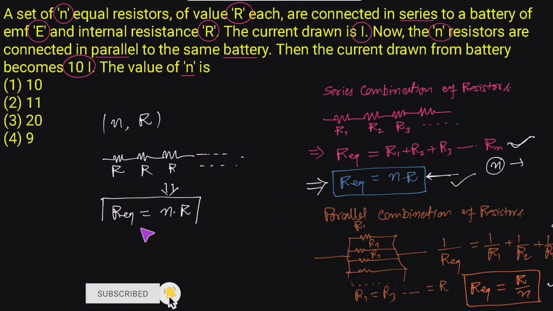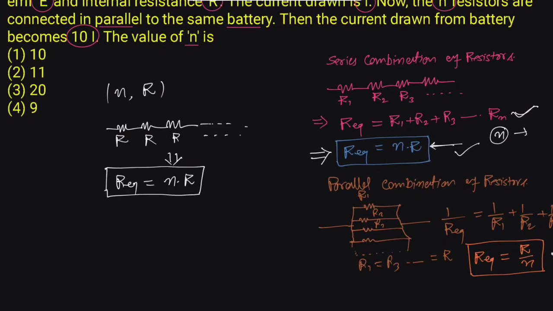So this is the value of resistance, or the equivalent resistance, offered by this combination. This combination is connected across the battery of EMF E and internal resistance R. So now we will draw the circuit. In this circuit, this is a battery of internal resistance R. This battery is connected to this equivalent resistance, so this is R equivalent.